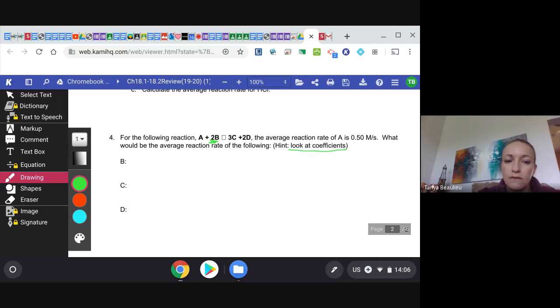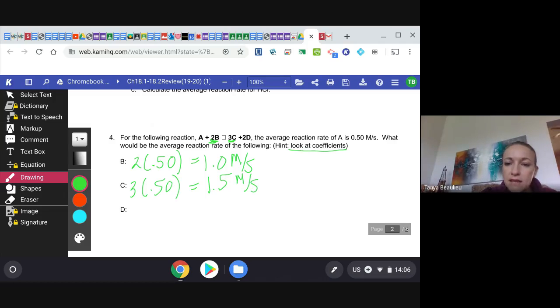So for B, you had a coefficient of 2. So it'd be 2 times 0.50, which ends up being 1.0 molar per second. For C, you had a coefficient of 3. So it'd be 3 times 0.50 molar, which comes out to be 1.5 molar per second. And for D, you had a coefficient of 2. So it's going to be 2 times 0.50 molar, which comes out to be 1.0 molar per second. I don't know why that looks like an L, but it does.